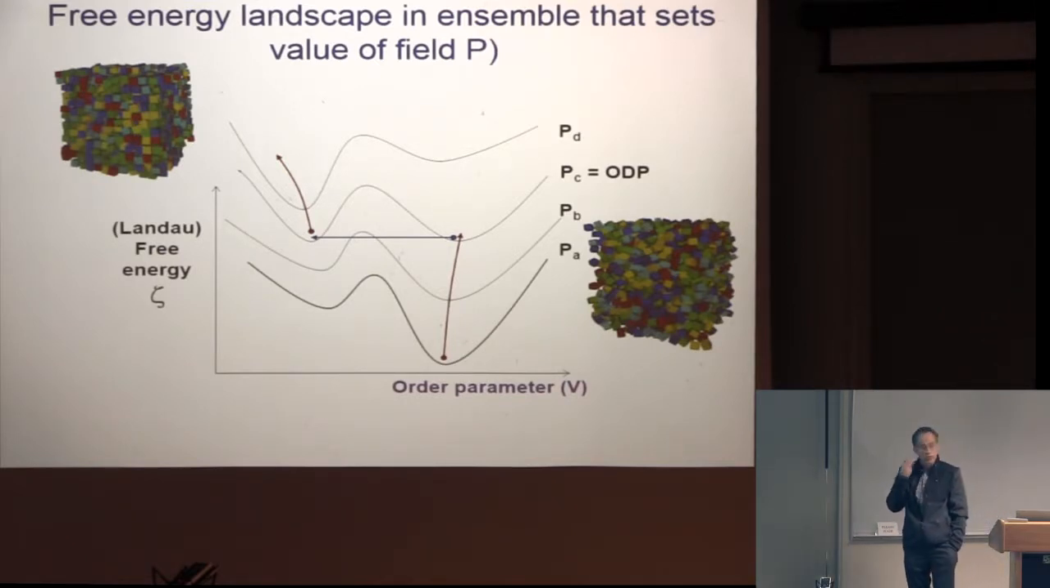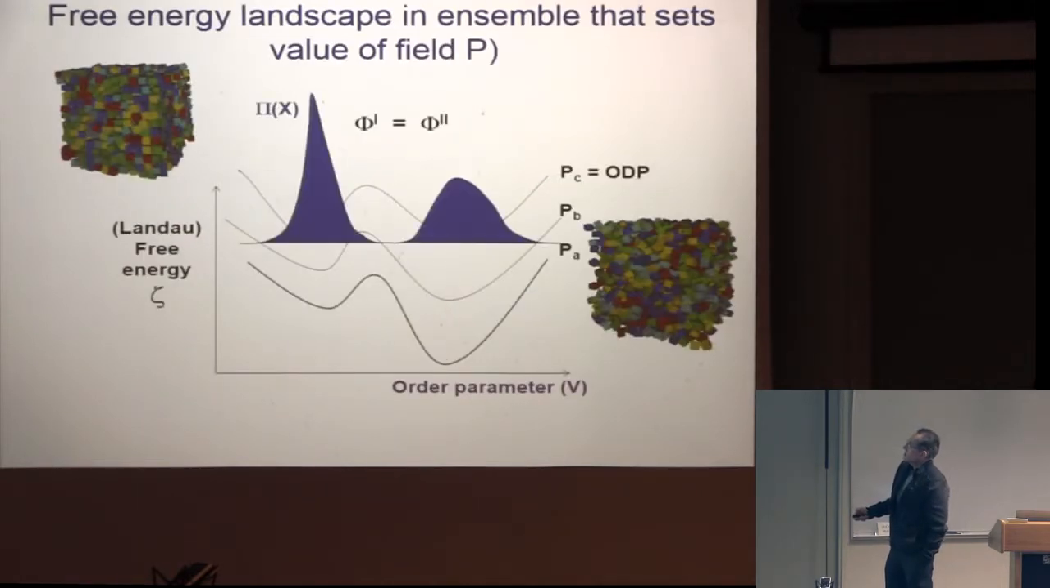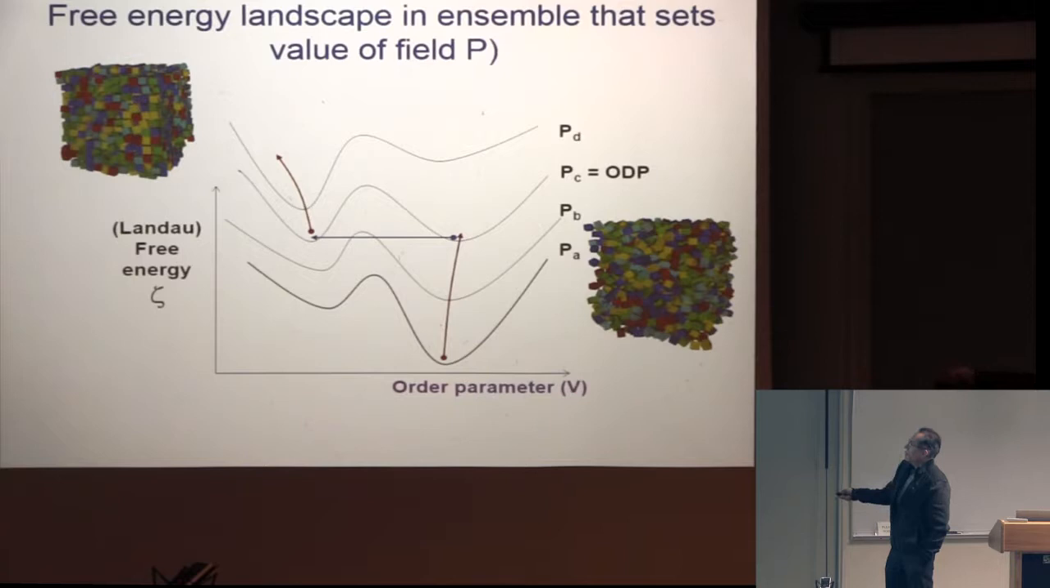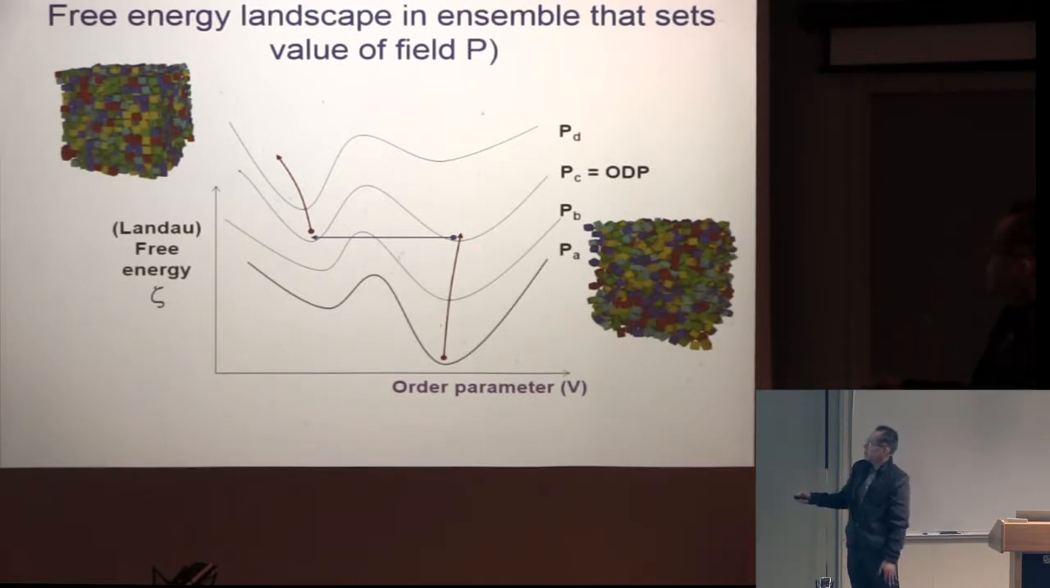And the answer is not really, because what's going to happen is that if you are, say, under this condition, this ODP, you start the system with this isotropic state, the system will stay there, because there will be such a large free energy barrier that it will be really impossible to go over the other side.